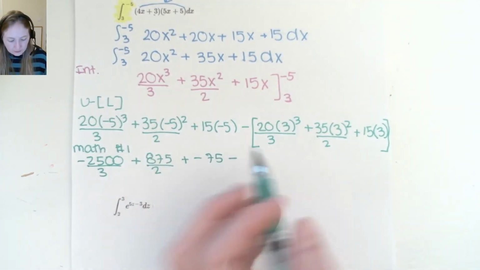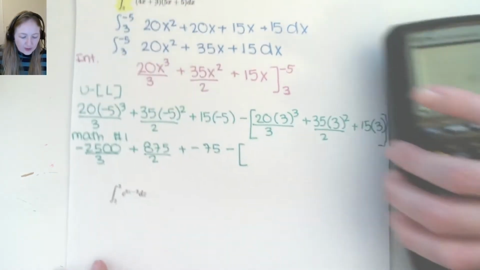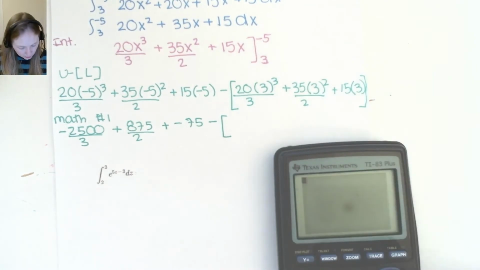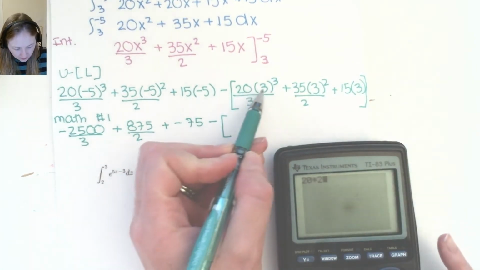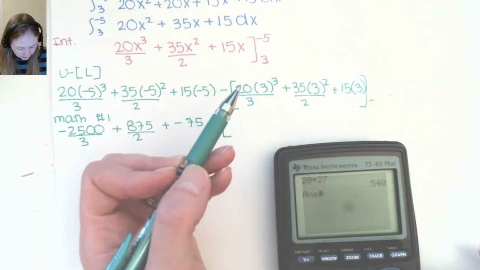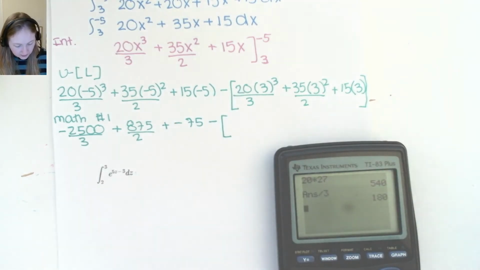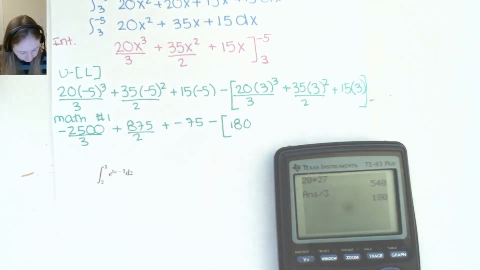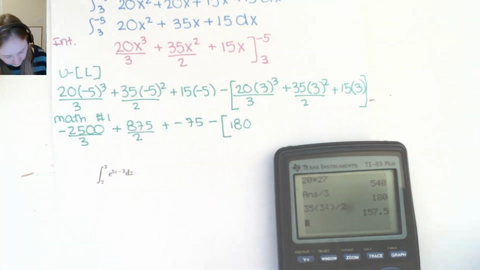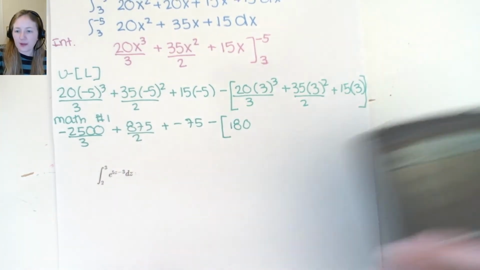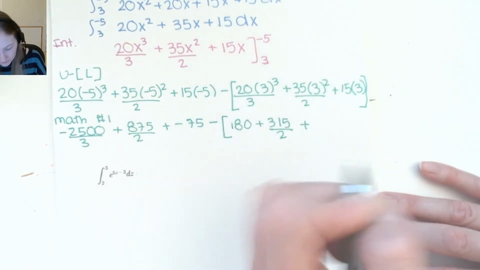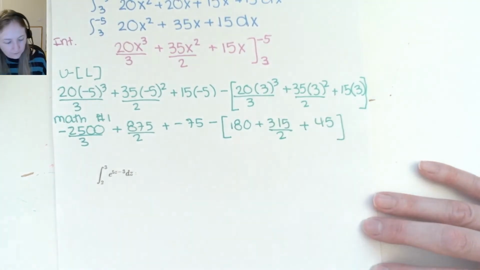you will have to then put your little bracket there and then simplify out the bracket quantity. So that's going to give you 20 times 27 over 3. That gives you a decimal. Or it doesn't give you a decimal, sorry, because of the 27. So that's going to give you 180. And then 35 times 3 squared over 2. That should be a decimal. So hit math frac, and that gives you 315 over 2. And then the 15 times 3 to get 45.